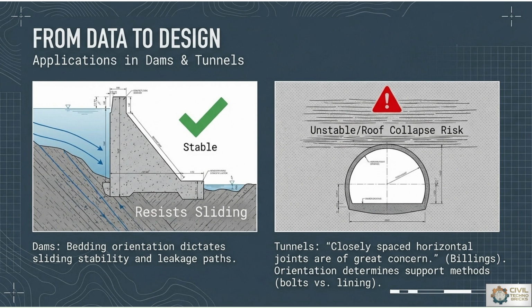So for the dams, bedding orientation determines sliding stability and leakage paths. The dam wall must be stable only when the site for that wall is selected on stable and hard rocky layers. For the tunnel also, we have to choose the igneous rock probably. So with reference to the tunnels, closely spaced horizontal joints are of great concern. Orientation determines support methods, that is bolts versus lining.